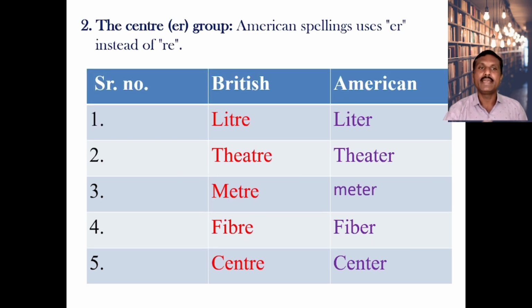The second group is called the center group, in which Americans tend to write the spelling ER while British write RE. So this is the difference. You can compare the spellings on your screen: liter, theater, meter, fiber, center. So these are the differences.